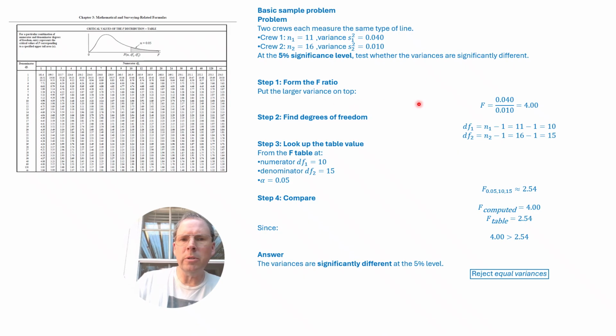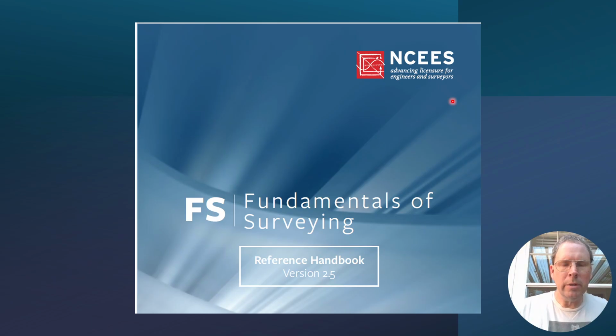So you put the larger variance on top, you get 4. Find the degrees of freedom, you're going to subtract one from the sample sizes. You can look up in the table for the degrees of freedom of 10 and 15, and you're going to get a value, and then you can compare it to the computed value. Since 4 is greater than that number that you looked up, the variances are significantly different at the 5% level, so you reject the equal variances, is how that works. And let's go ahead and look at the next set of equations in our book now.